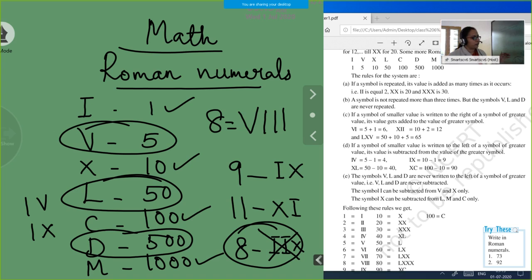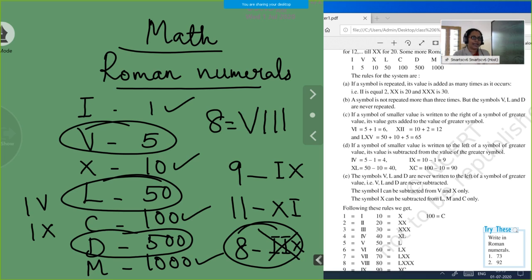Then come back to page number 25 of your textbook. You have to underline something. See, the first point is written. Take the pencil for underlining. If a symbol is repeated, its value is added as many times as it occurs. Underline that sentence. If one symbol is repeated, we will read it as many times as it occurs: X, X, X.